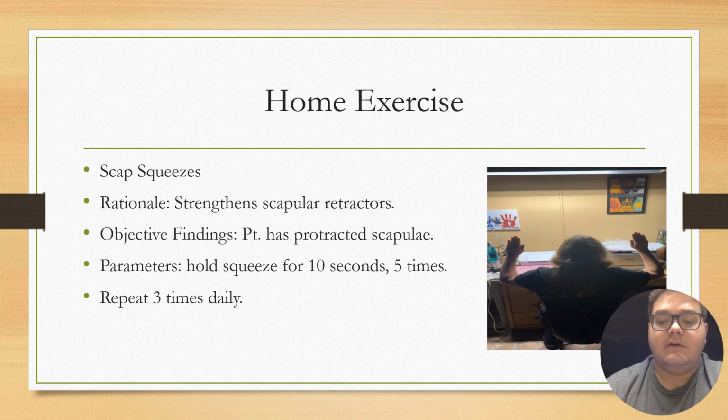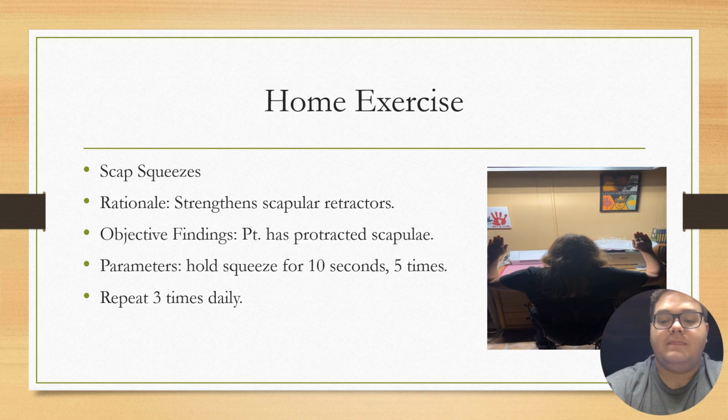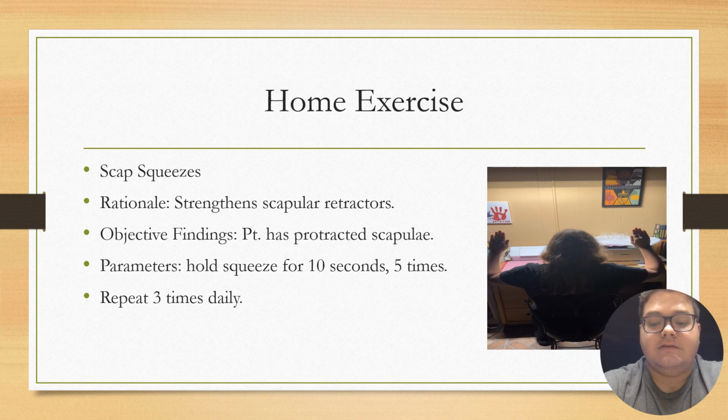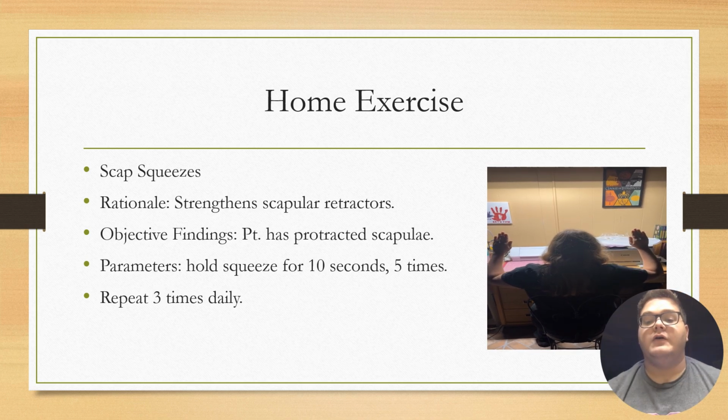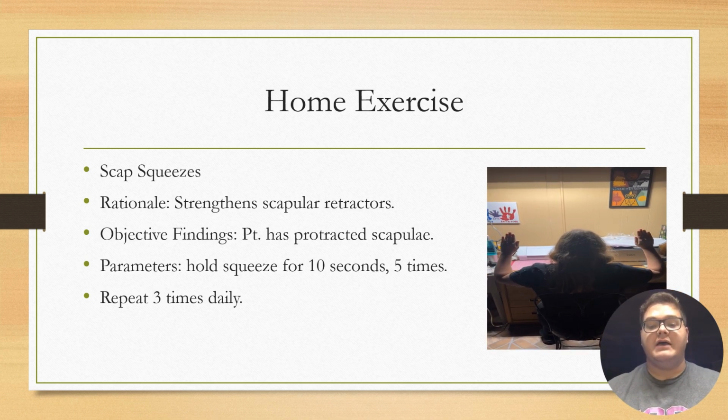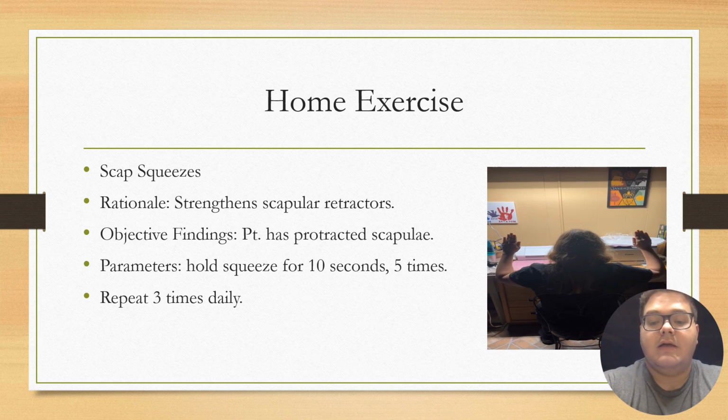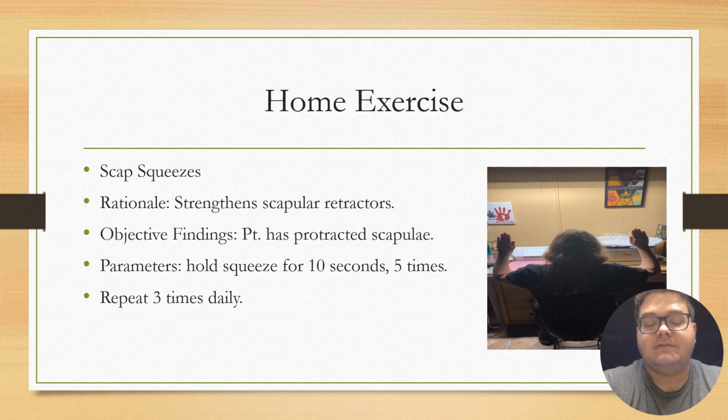The main thing we want to focus on is getting our arms up here, elbows at a right angle, and pulling those shoulders back so that the scapula or shoulder blades squeeze together. The parameters I set were hold the squeeze for 10 seconds, do that 5 times, and repeat 3 times daily. The main thing to focus on is keeping that good posture so that we don't increase any of those symptoms for her compression fracture.